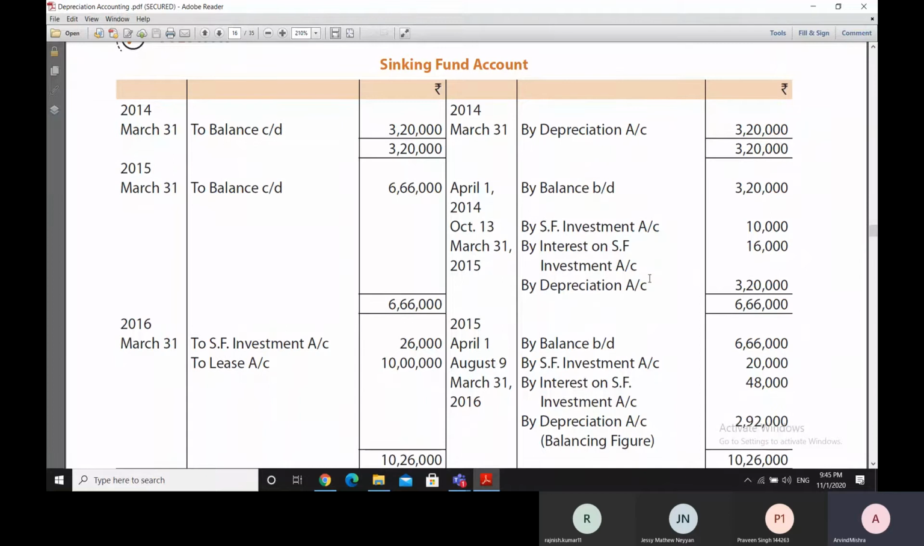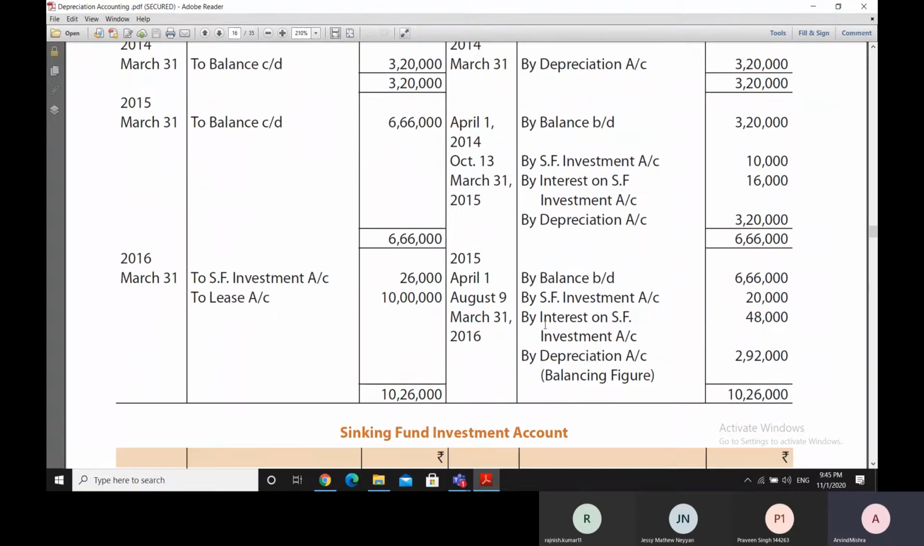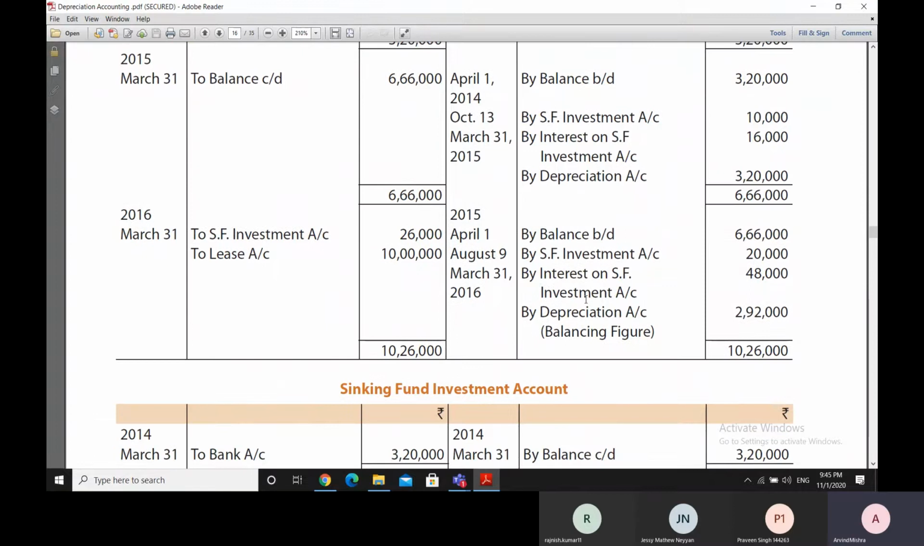Finally, at the end of the financial year, depreciation account is debited for 3,20,000 rupees, the annual contribution, and the sinking fund account is credited by 3,20,000 rupees. So taking all these things into consideration, now we have 6,66,000 rupees to be carried down, and that is brought down to the 1st April of the next year.